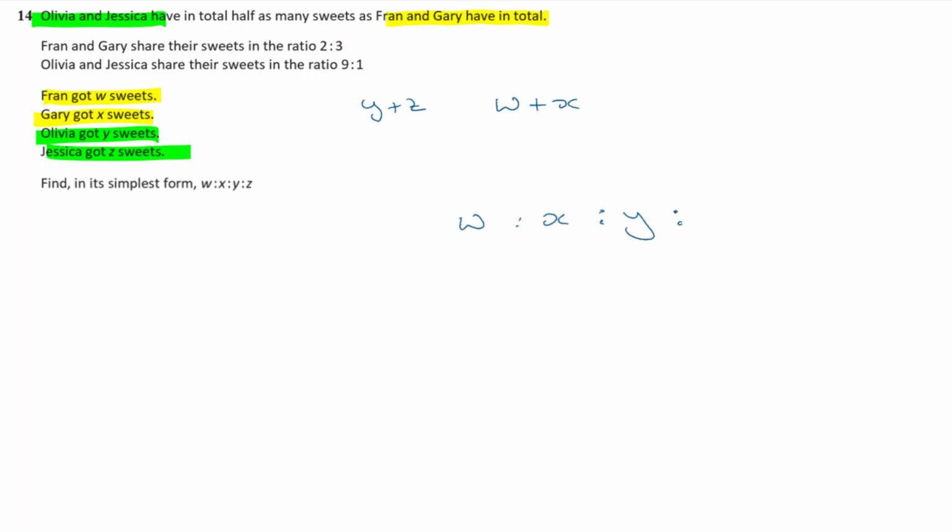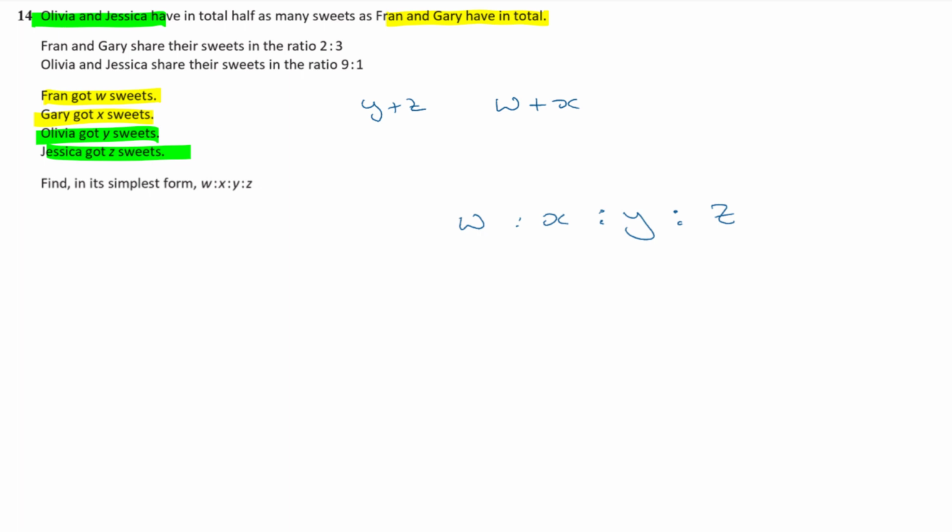We know that Fran got W sweets and Gary got X sweets. So if I add W and X together, that is Fran and Gary's total, isn't it? Fran and Gary, that's those two. Olivia and Jessica had Y and Z, so if I add those together, I'm going to get Y plus Z. So those two together is that and that. I've got a feeling I'm just going to look at W to X to Y to Z and start putting some of this information in for me.